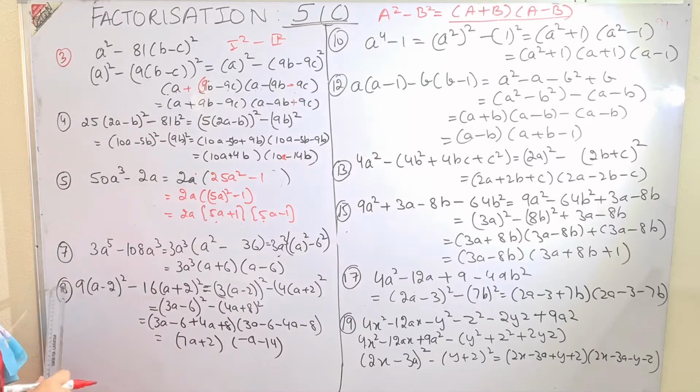Then moving to question number 8, same method. 9a minus 2 whole square, which I have written as 3, because the square of 3 is 9, so 3a minus 2 whole square. Similarly 16 written as 4, because 4 square is 16, so 4a plus 2 whole square. Just multiply inside, it will make it easy. So 3a minus 6, 4a plus, inside you have to multiply, 4a plus 8.